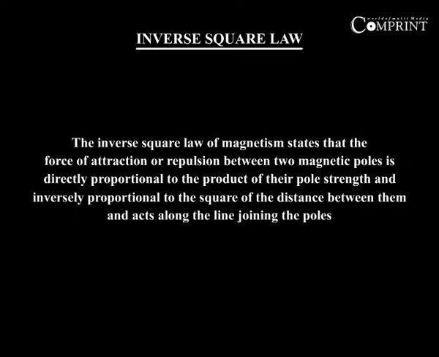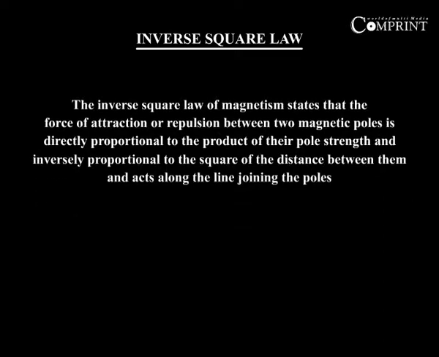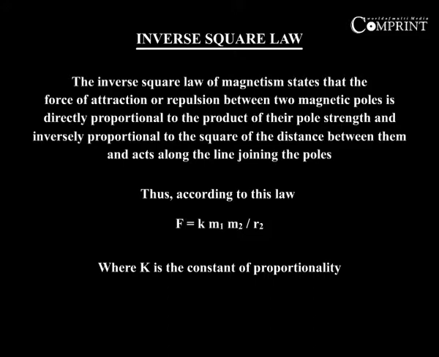directly proportional to the product of their pole strengths and inversely proportional to the square of the distance between them, and acts along the line joining the poles. Thus, according to this law, F is equal to K M1 M2 by r square, where K is the constant of proportionality.